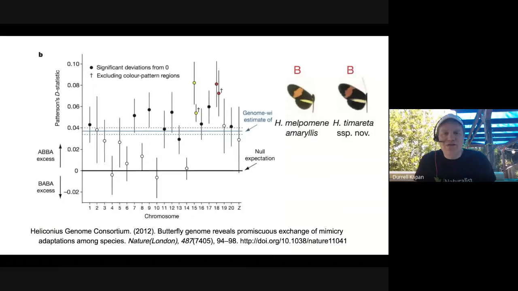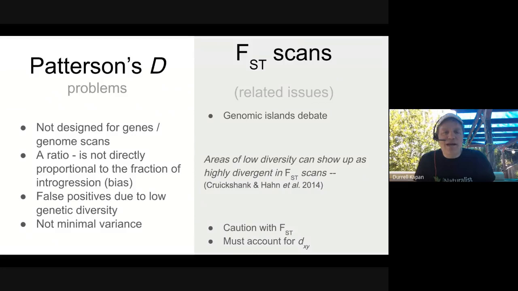Well, as we look a little closer at these statistics, we realize that some of them are somewhat problematic. We've seen this with FST. As you get smaller and smaller gene regions, when you're doing a gene scan, you're able to get extreme values due to low diversity. So some problems with Patterson's D: it wasn't originally designed to actually go at the gene or base pair level for a scan. And as a ratio, we found that it's not directly proportional to the signal of introgression. And because this low genetic diversity problem occurs, we can get false positives, and it has a very high variance.